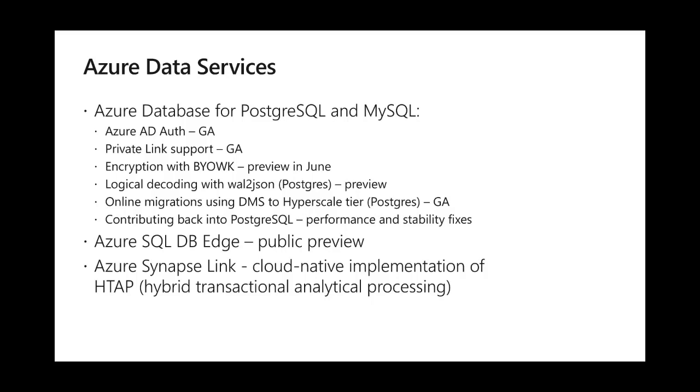And now we're going to get to the point where I start to go, okay, I'm not a Postgres person, but you can logically decode with WALs to JSON. So if you have WALs and you want it in JSON, fantastic. And also online migrations. This is kind of cool too. So with Postgres, obviously with the different tiers, you can move to the hyperscale tier using the migration tool.